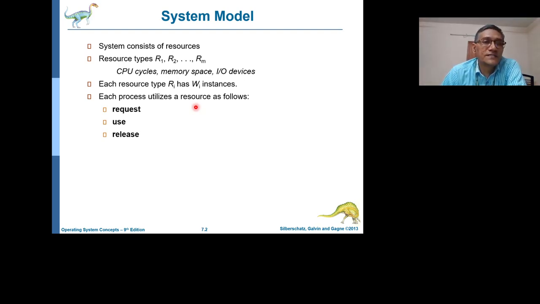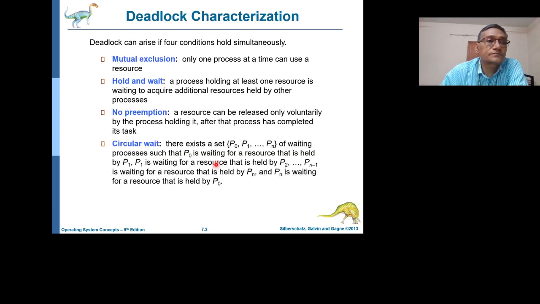Each process utilizes a resource as follows. Whenever a process needs to utilize a resource, it should request the resource first, use the resource and release the resource. So this is the corresponding characterization of the system model for deadlock. Now, what are the important 4 conditions for the deadlock to occur?